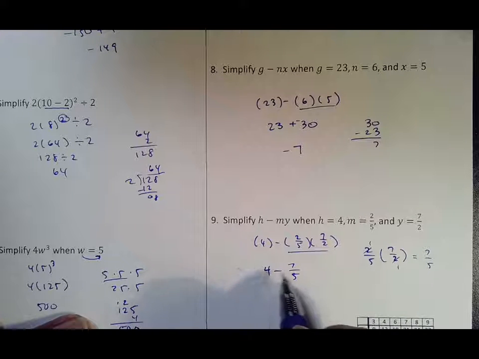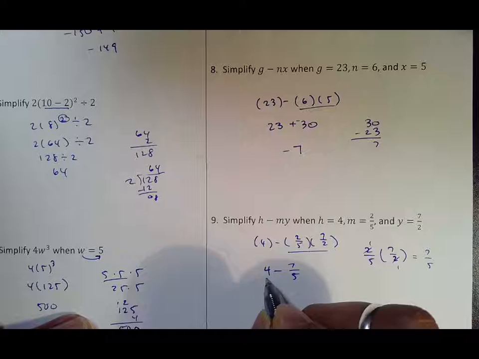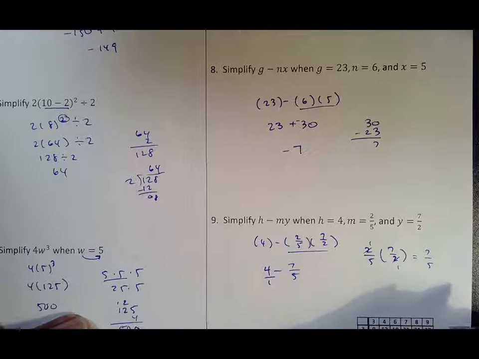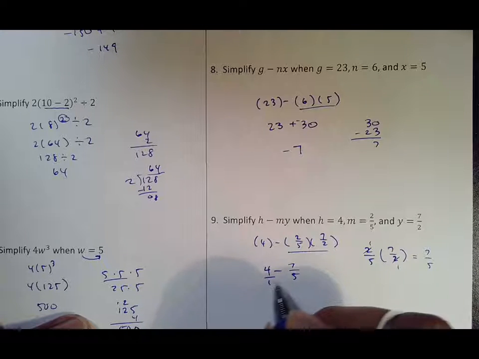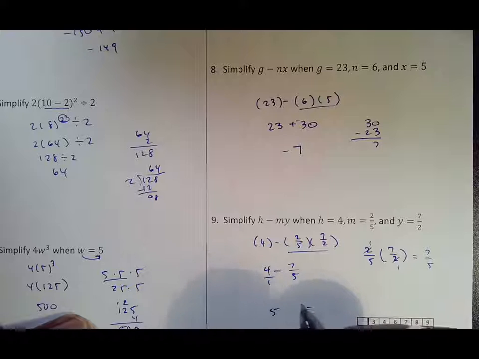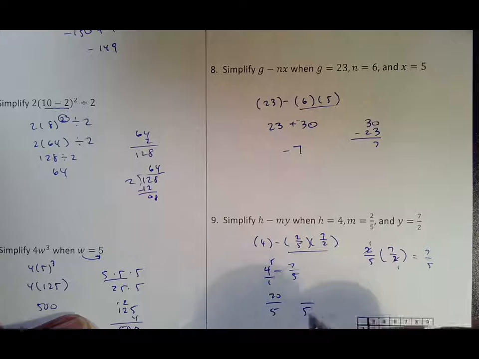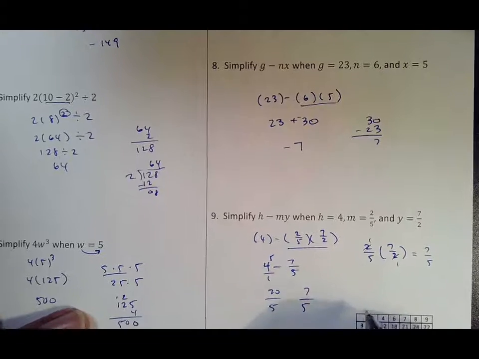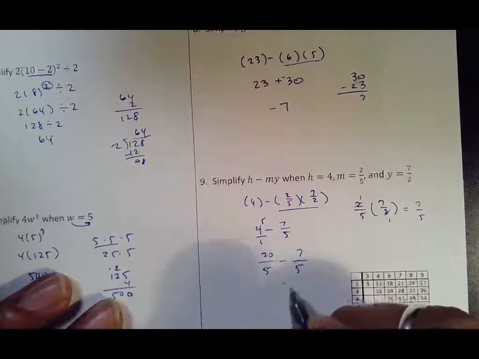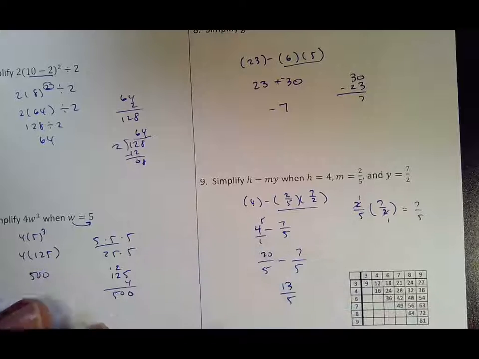Remember that if I want to add a number and a whole number and a fraction, turn that whole number into a fraction. These two will meet at 5, so I have to multiply this by 5. That stayed the same, so that stays the same. Copy the symbol. 20 minus 7 is 13 over 5, which is your answer, which again, if you want to convert that, would be 2 3/5.